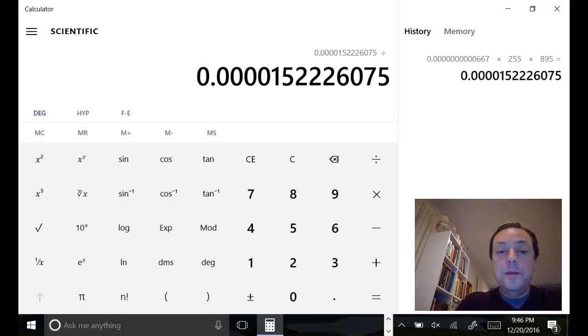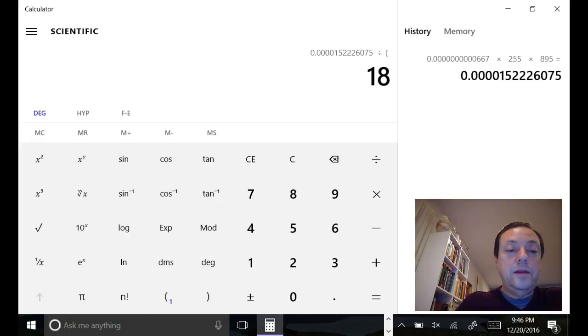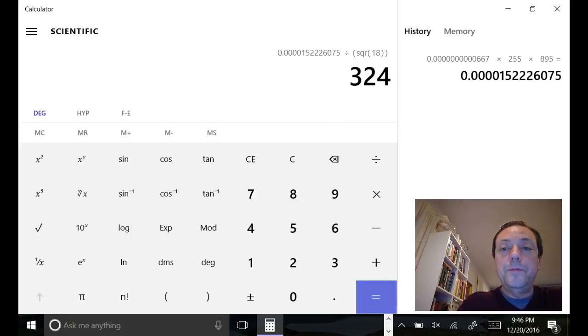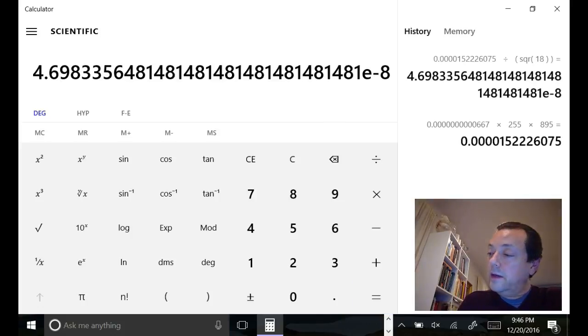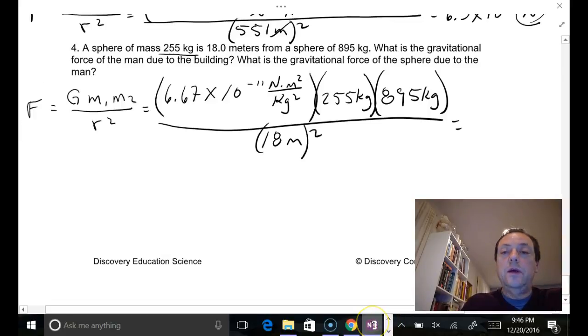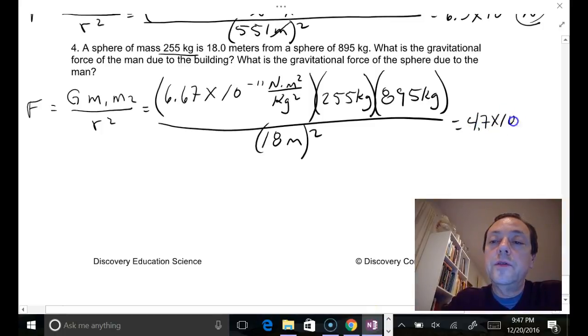And I'm going to divide that by 18 squared, close the parenthesis, and I get about 4.7 times 10 to the minus 8th. So that's actually a little larger than our previous value. So 4.7 times 10 to the minus 8th newtons.